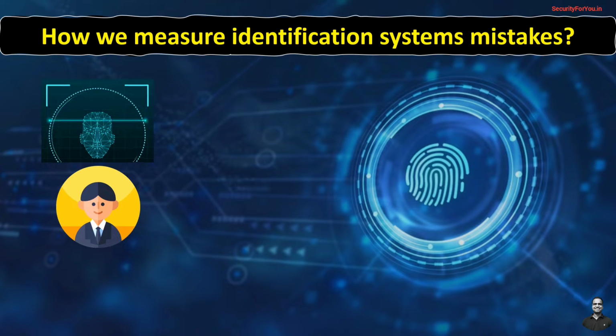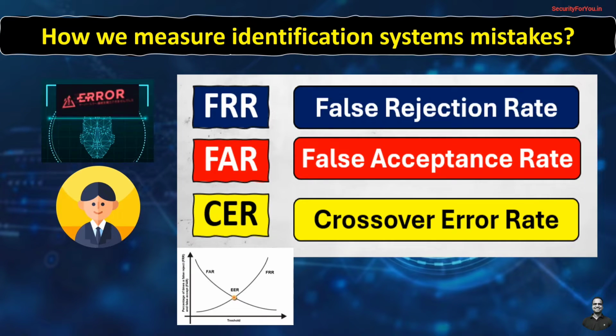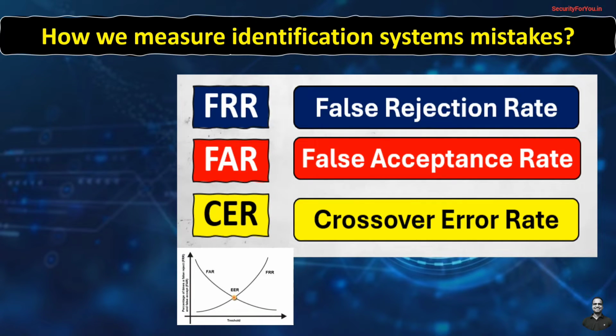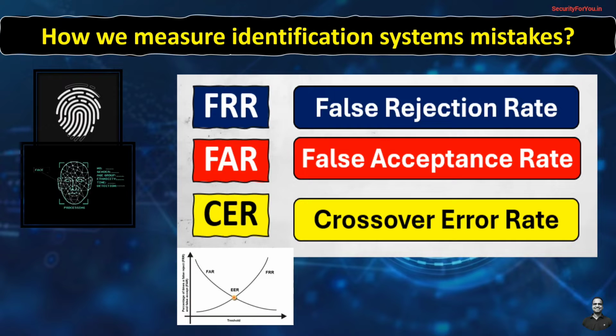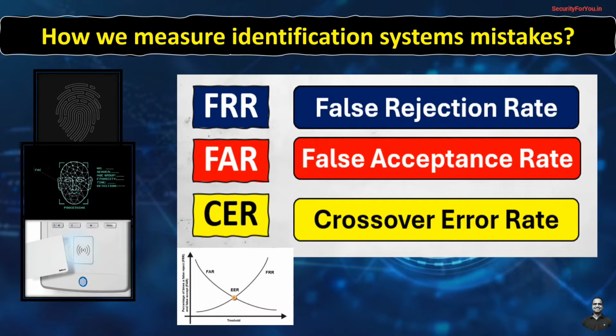So, whenever a system tries to figure out who you are, there's a chance it might get it wrong, right? We use three key metrics to track these errors, which are false acceptance rate, FAR, false rejection rate, FRR, and crossover error rate, CER. These terms might sound familiar if you have heard about biometrics like fingerprint scanners or facial recognition, but these error rates and metrics also apply to other identification systems.